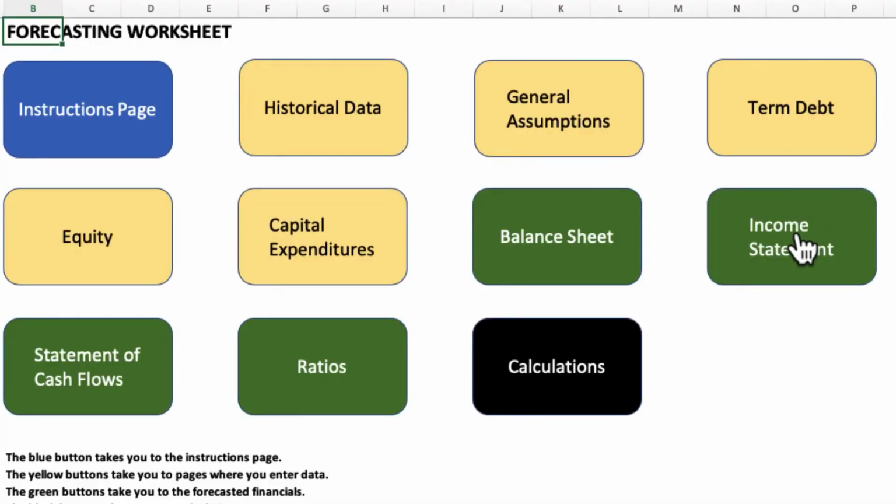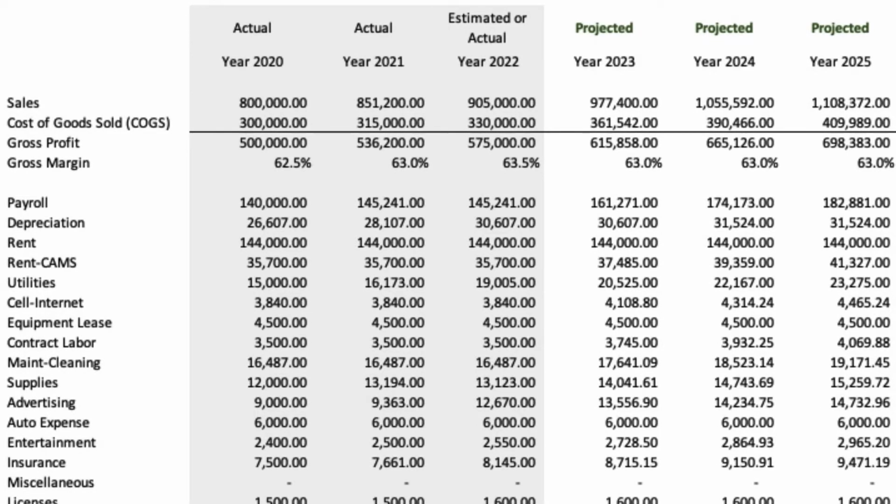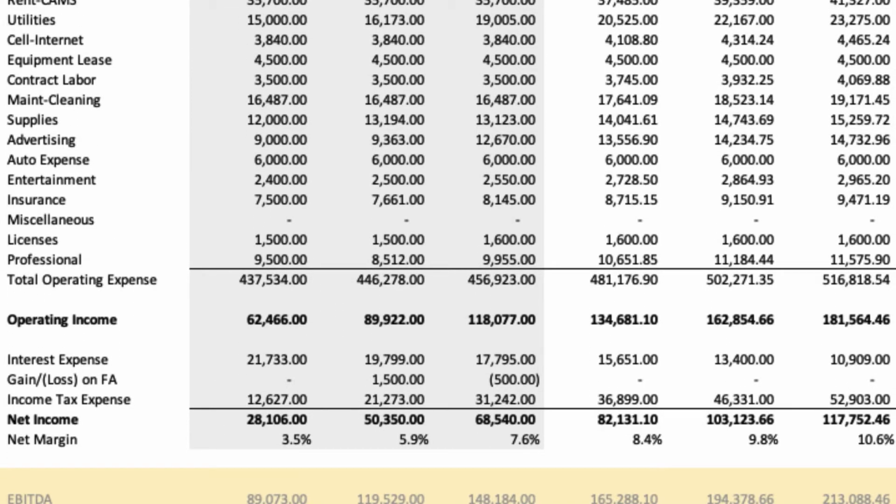Now let's look at your income statement. So as I mentioned before, we have 3 years of actual data and 3 years of the projections. So we can see that our sales for 23 is about 977,000. Then it goes to 1,055,000, and then it goes to 1,000,001. Our net income in 22 was 68,000. But we're projecting that in the next year it'll be 82,000, and then 103,000, and then 117,000.